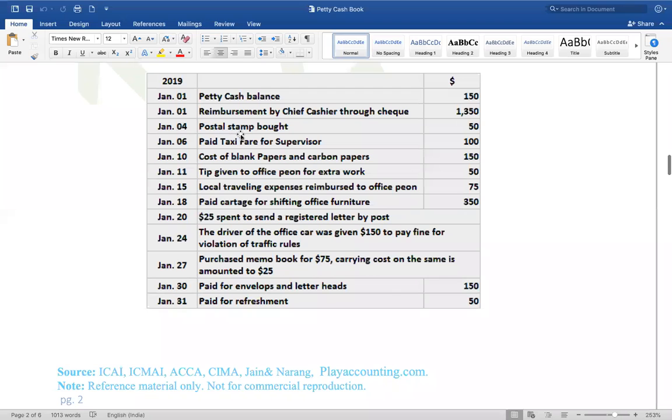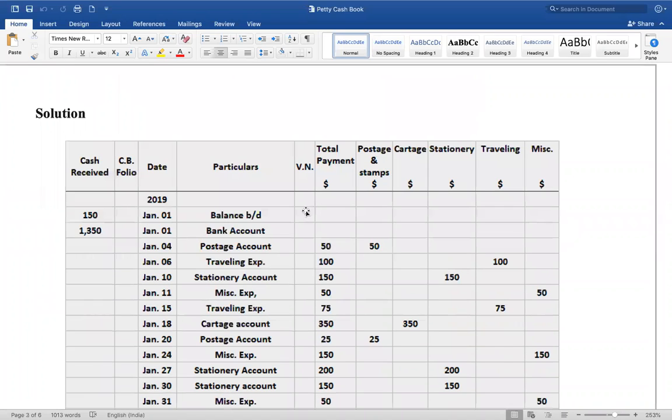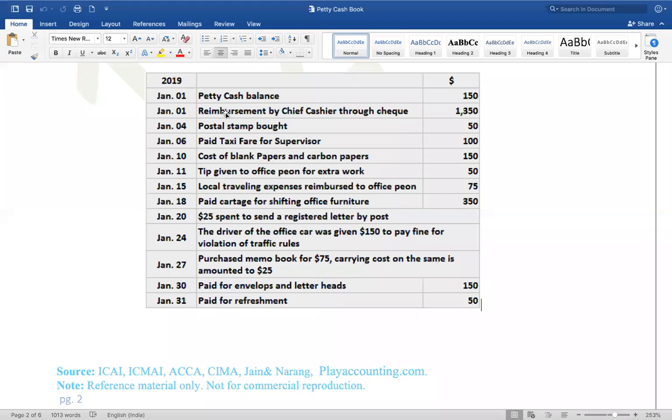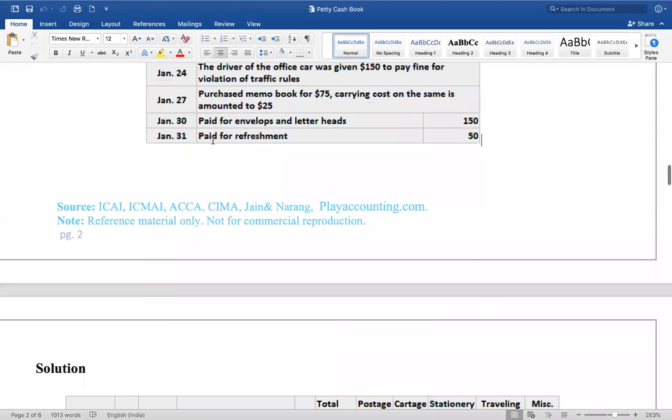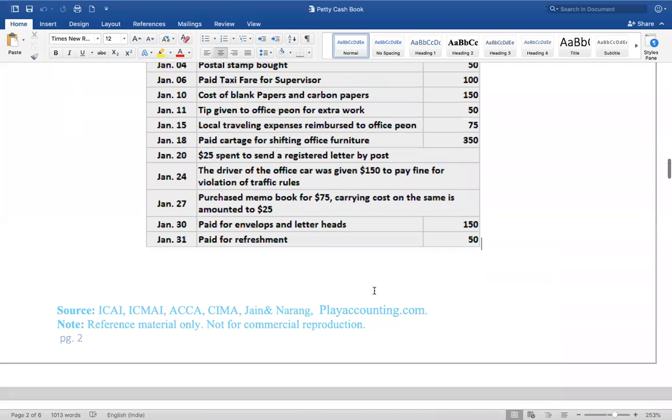On 4th, postal stamp 50. Postage, 50. Look at these columns: postage, cartage, stationery, traveling. How do you get these in this problem? As you read, the repetitive items, or what you think are main items, all the items which you think important, you give a heading. There is no hard and fast rule. So postage and stamps is a common item, therefore you gave a heading.